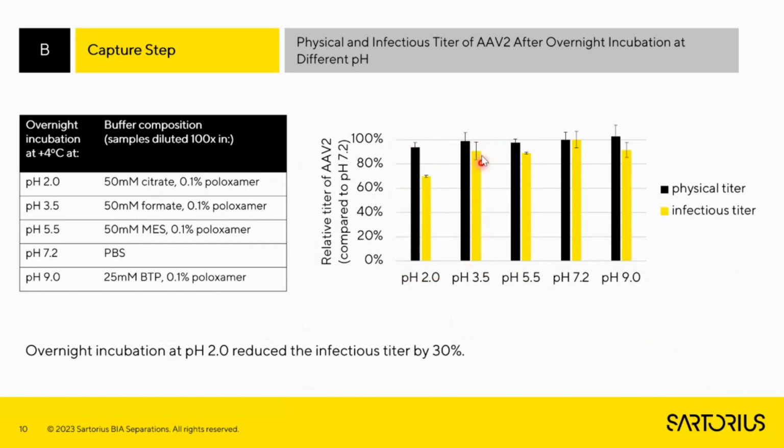And we do see, if we also account for the differences and the variances, that the physical and infectious titer, when we are at 3.5, do not differ, so everything is within the boundaries. But there is a trend of decreased infectivity once we expose our AAV to pH 2.0 when it's incubated overnight. So definitely there was a drop in the infectious titer, and this is something where I advise that you always stay above the 3.5 pH unit mark, where we see that the AAV is quite resilient.